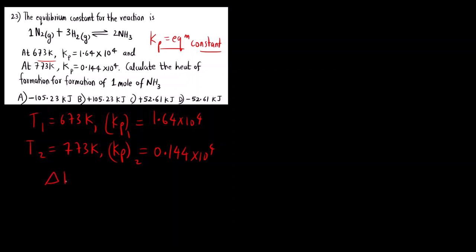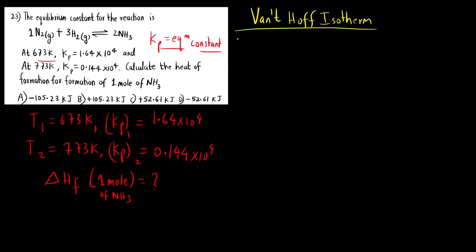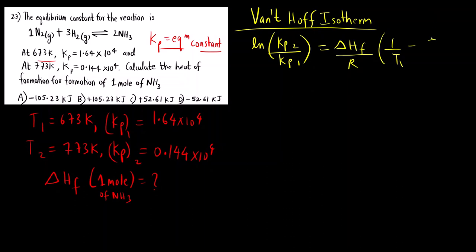Okay, so what do we have to find out? We have to find out the enthalpy of formation for 1 mole of ammonia. Which equation are we going to use? It is called the Van 't Hoff isotherm equation. What is that? Ln of Kp at higher temperature 2 divided by Kp at lower temperature 1 is equal to delta H of enthalpy of formation divided by R, 1 by T1 minus 1 by T2. T1 is the lower temperature, T2 is the higher temperature.